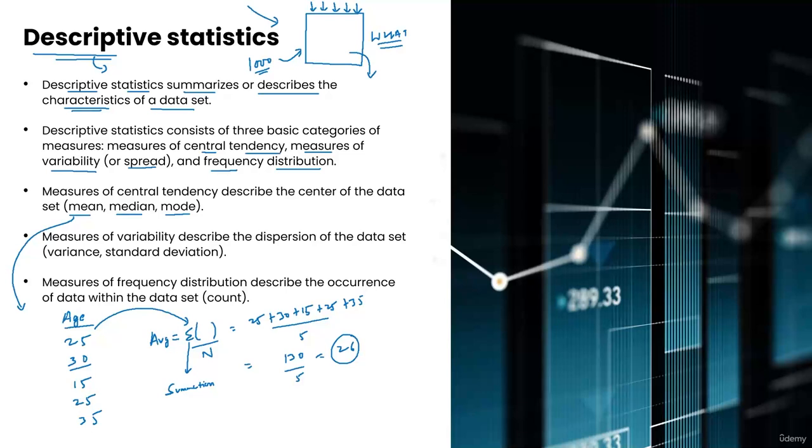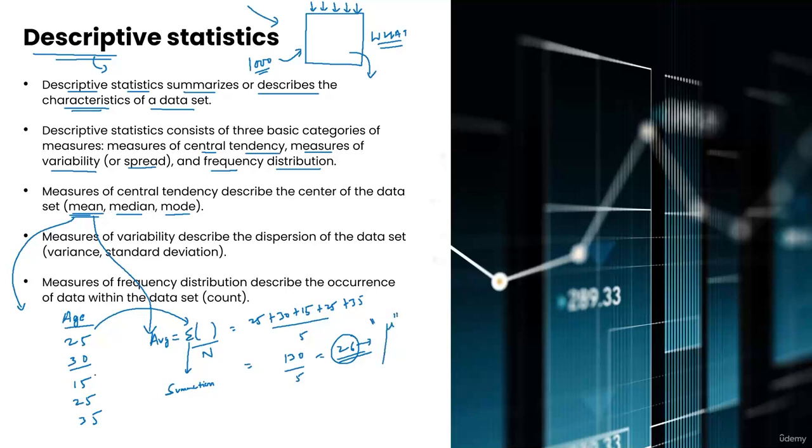Let me confirm it using a calculator. 25 plus 30 plus 15 plus 25 plus 35 is 130, divided by 5 is 26. Now this is the average. The mean is nothing but the average. Mean is the statistical name of average. So here the mean is 26. Mean is also denoted by the symbol mu.